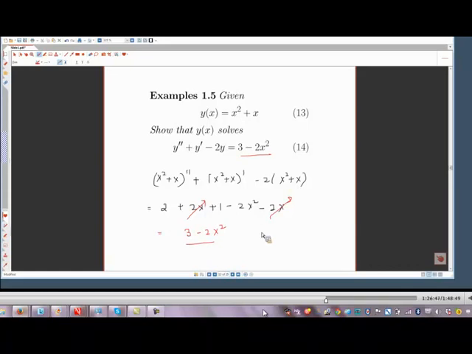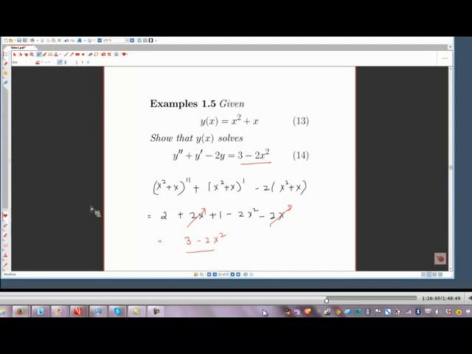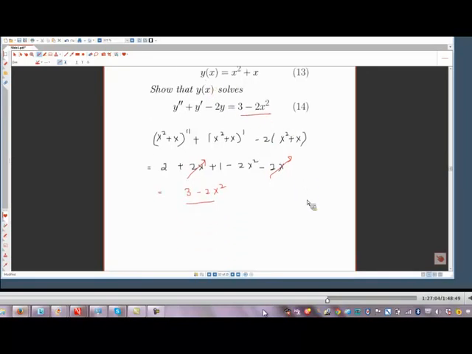So that's how you will check. You just plug in the function, differentiate it, work on the left hand side and try to derive the right hand side. That's how you will figure out whether this is a solution if it's given to you. Now I'm moving forward, as this is a very simple example.